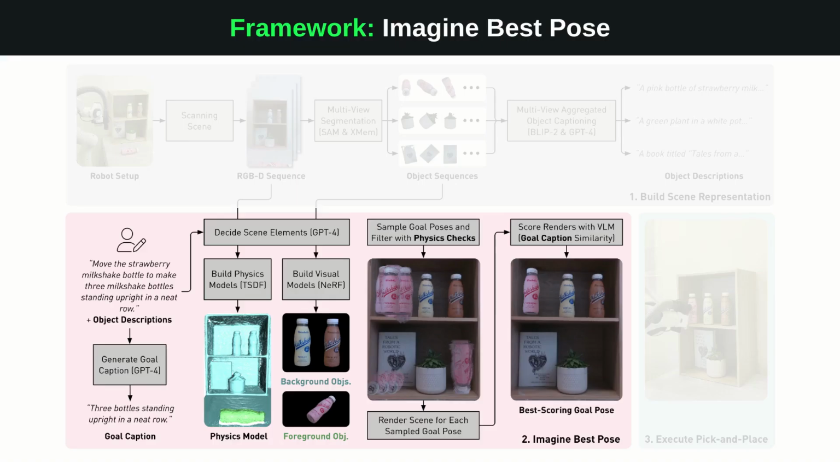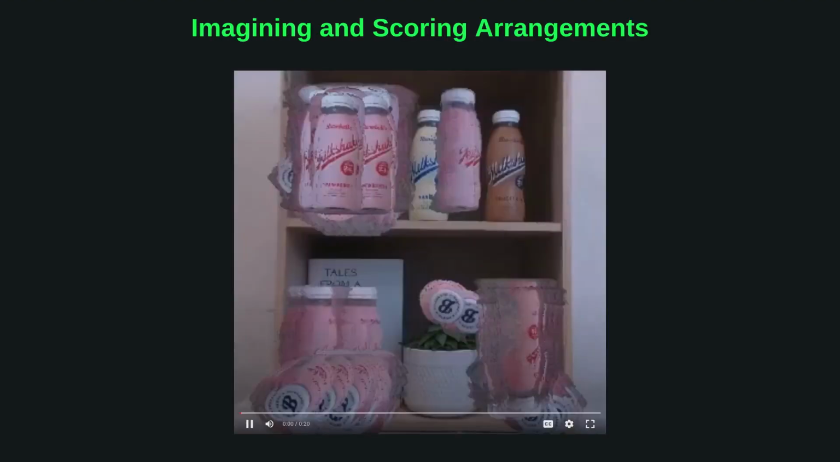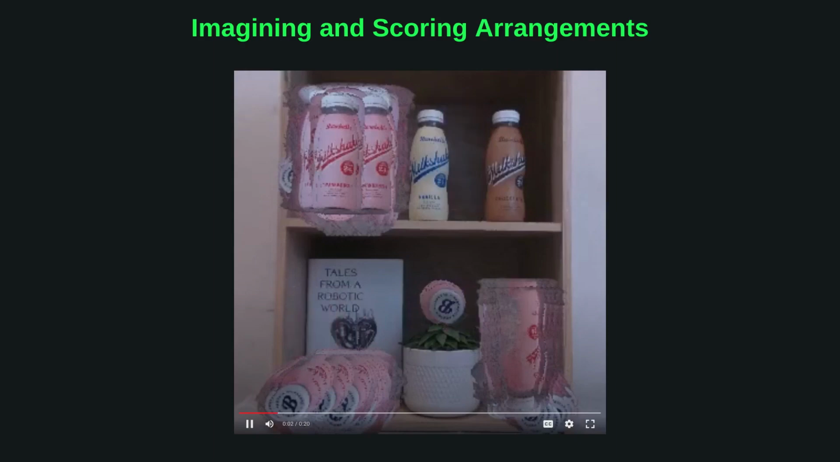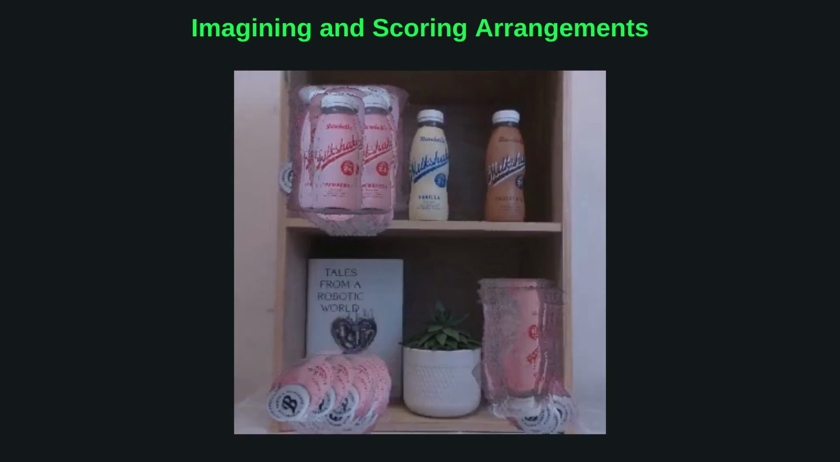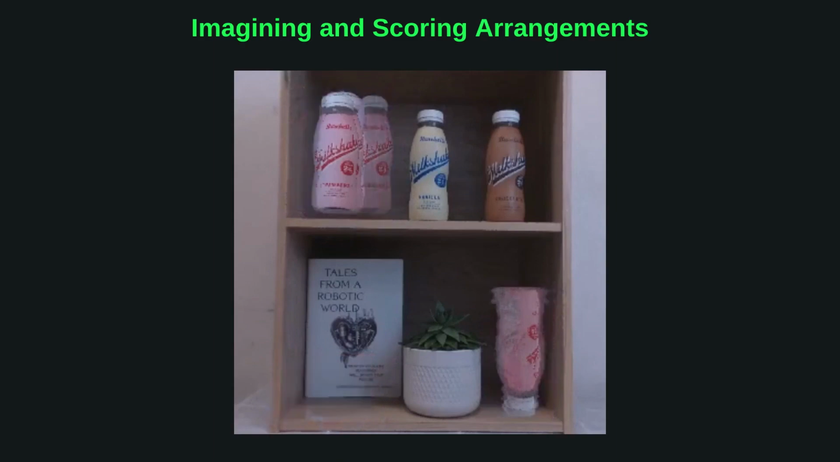Then, we sample many possible poses for the object and filter out poses which are in collision with the rest of the scene. Next, for each sampled object pose, we render the scene as if the object were in that pose. For each rendered image, we compute the CLIP similarity score between that image and the user's language instruction. This can be done efficiently in parallel for many sampled poses at once. We choose the highest scoring arrangement as the goal state.